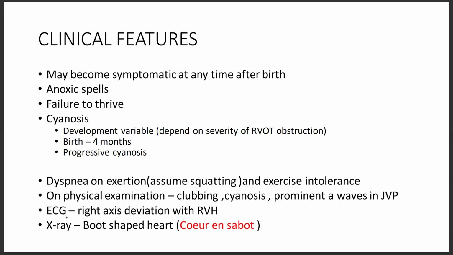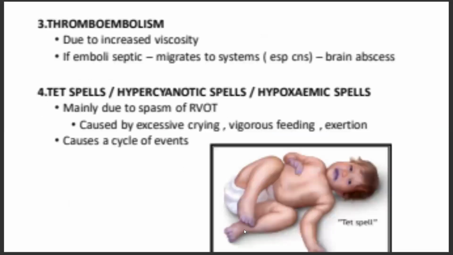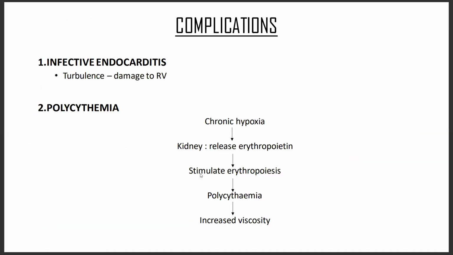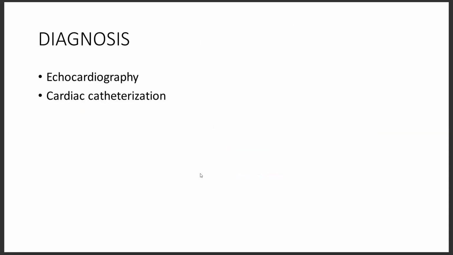While assessing the ECG, because of the right ventricular hypertrophy due to the pulmonary stenosis, there will be right axis deviation. On X-ray, there will be a boot-shaped heart, called coeur en sabot. This is the boot-shaped heart, mostly because of the right ventricular hypertrophy. The diagnosis is by echocardiography and by cardiac catheterization.